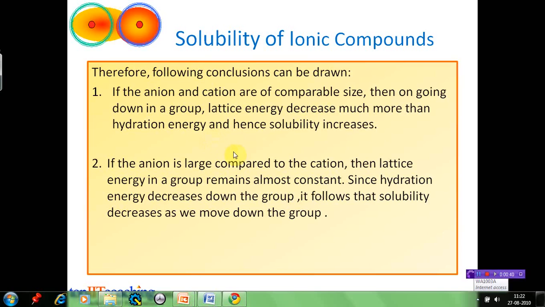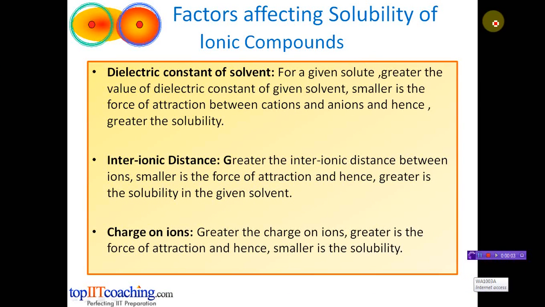The second conclusion is that if the anion is large compared to the cation, then the lattice energy in the group will remain almost constant. There will not be much change in it. But the hydration energy will definitely decrease on moving down the group as the size increases. And therefore, the solubility will also decrease down the group.